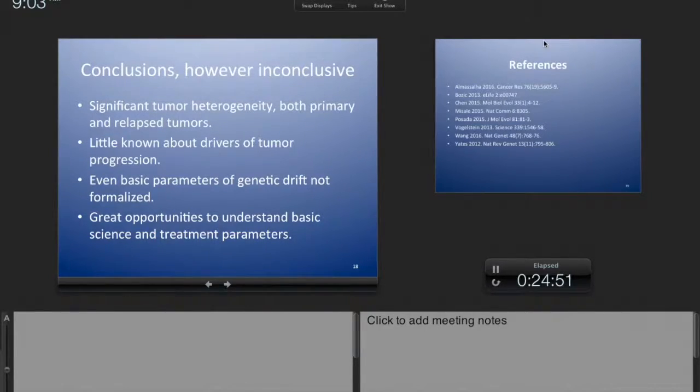And sort of, in a way, good news, but bad news for all of us, is that there are many opportunities to get to understand the basic science that underlies this and to develop better treatment parameters for patient treatment.